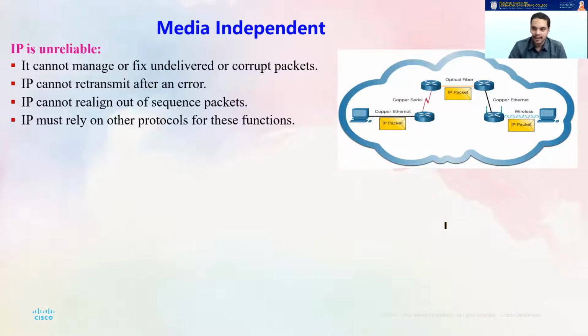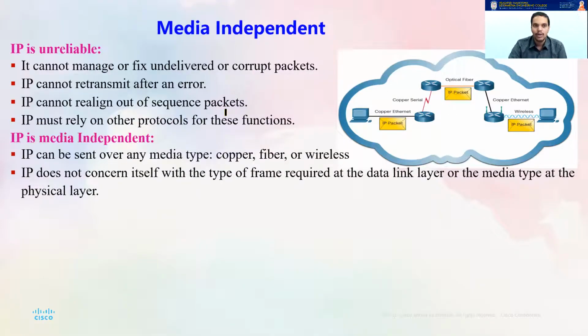First things first, IP is unreliable. Unreliable and connectionless are more or less the same. They go in line with one another. As I said, it does not fix undelivered or corrupt packets. It does not care whether the destination is there or not, whether the destination has received the packet or not, or whether the destination has received the packet without any errors or not. It cannot retransmit after an error. All these things should be taken care of by an upper layer protocol, simply the TCP protocol, if you require all these things. So this is what it says here. IP must rely on other protocols for these functions.